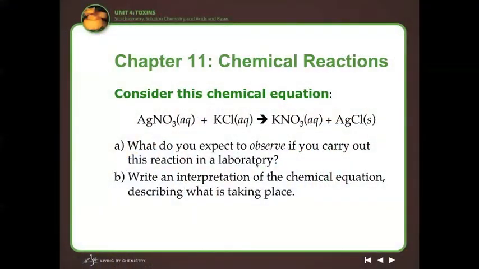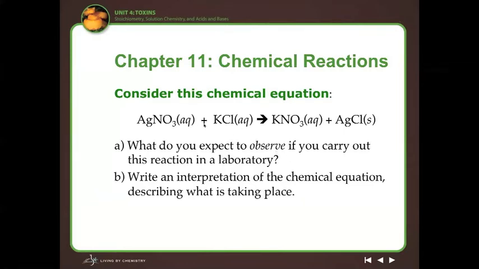That's chapter 11 in our online text. So let's start off with looking at some reactions. So let's consider this first chemical equation here. What do we have? Silver nitrate in aqueous solution reacts with potassium chloride in that aqueous solution to give us or yield potassium nitrate and silver chloride, which is a solid. So what do you expect to observe if you carry out this reaction?